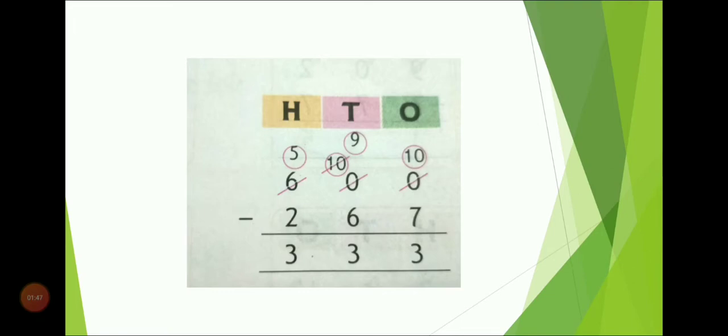Students, now let us subtract 267 from 600. As you know, we cannot subtract 7 ones from 0 ones. We also cannot borrow a 10 from 0 tens.